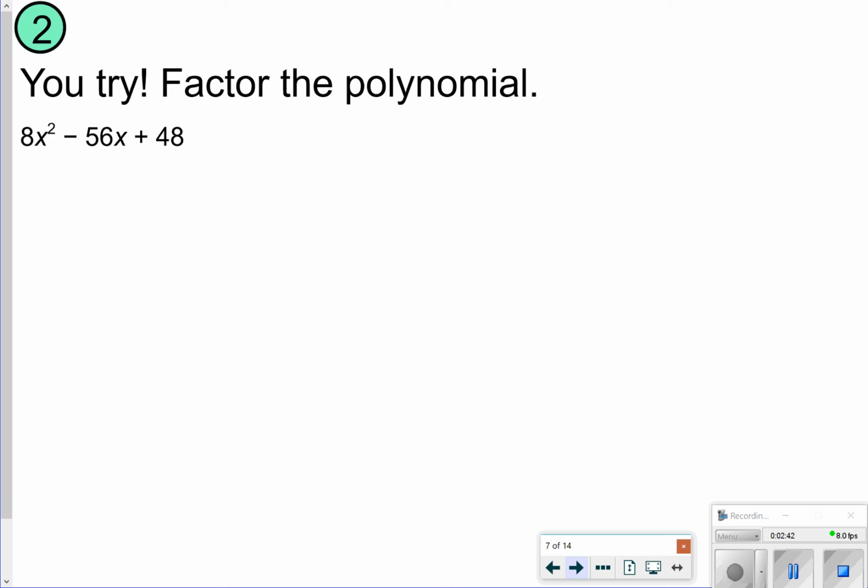So here's one that you're going to try. This one you can factor out the GCF. So let's go ahead and pause the video here so you can try number 2. And then once you're done, click play to check your work.